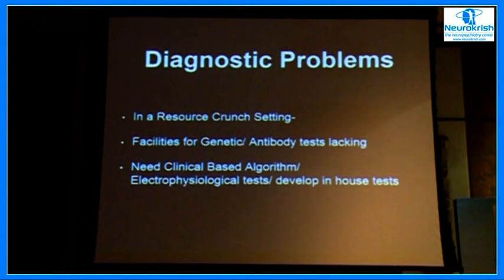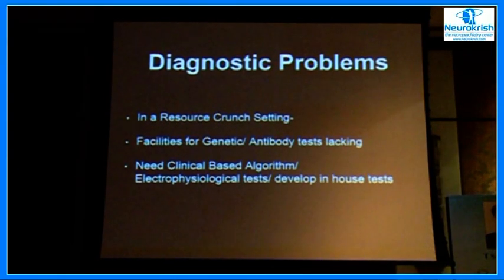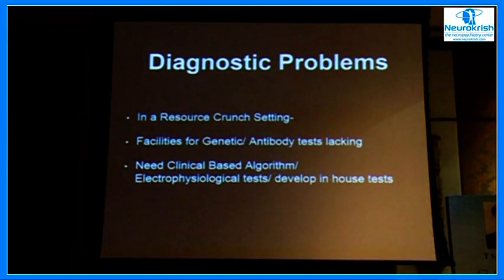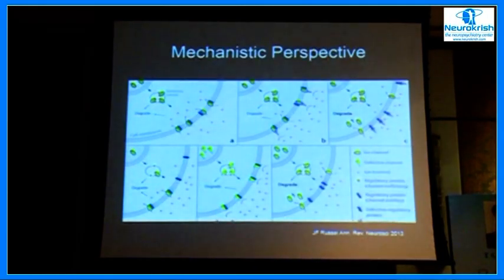And the diagnostic problems we face in our setup is when you have facilities for genetics and antibody settings lacking. You need clinical-based algorithms and electrophysiological tests, or even develop in-house tests in your lab, basically biochemical tests for diseases like MNGIE, where you don't have thymidine phosphorylase gene, and get the biochemist to make thymidine phosphorylase activity in the peripheral leukocytes.